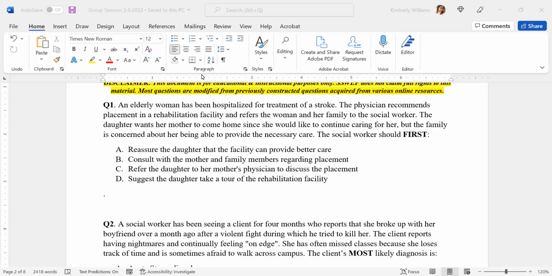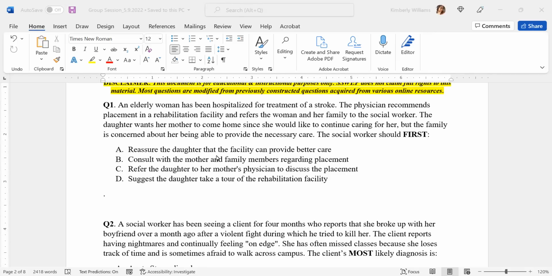That's unit 3. So an elderly woman has been hospitalized for treatment of a stroke. The physician recommends placement in a rehabilitation facility and refers the woman and her family to the social worker. The daughter wants her mother to come home since she would like to continue caring for her, but the family is concerned about her being able to provide the necessary care. The social worker should first.